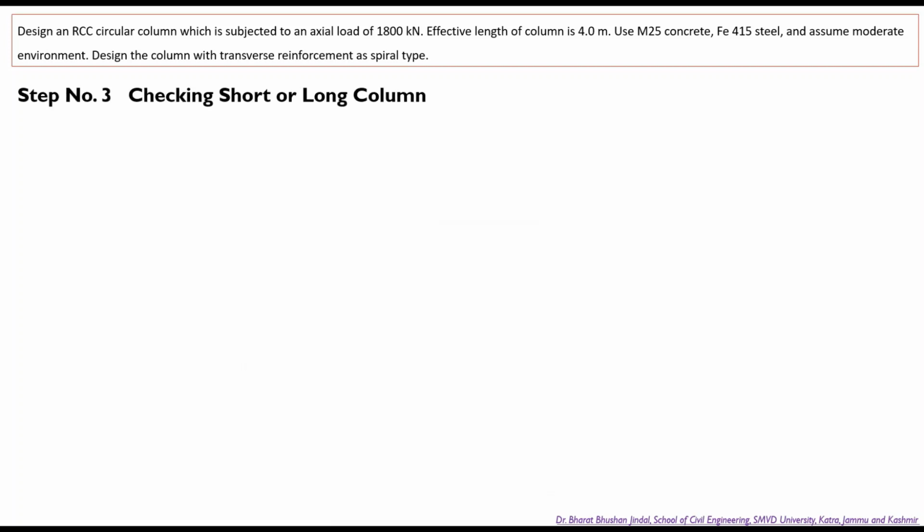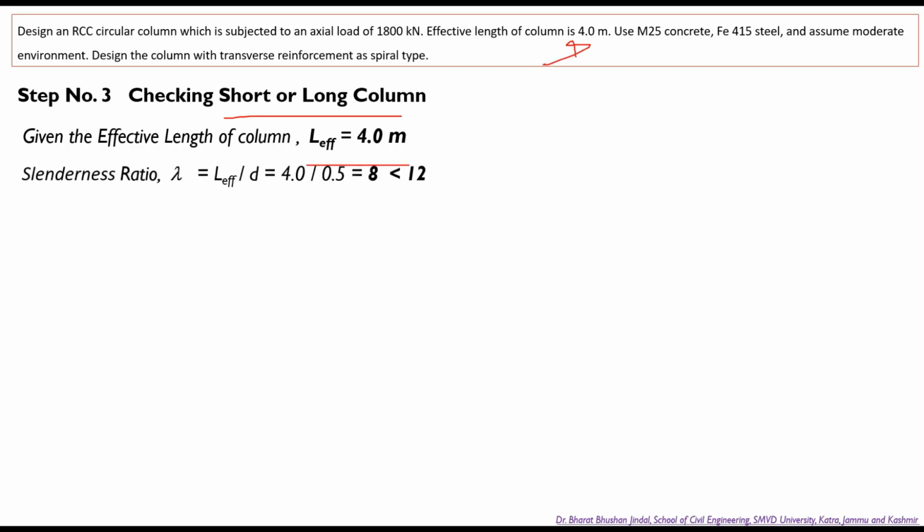Now let us first of all check whether the column we are designing is a short column or a long column. Since the effective length of the column is already given, that is 4 meter, first of all we have to find out the slenderness ratio. So slenderness ratio is always the ratio of the effective length of the column divided by the least lateral dimension. Since it is a circular column, there is only one dimension, that means we can use the diameter of the section. So the diameter we have selected is 500, and the column height is 4, so it comes out to be 8, which is lesser than 12.